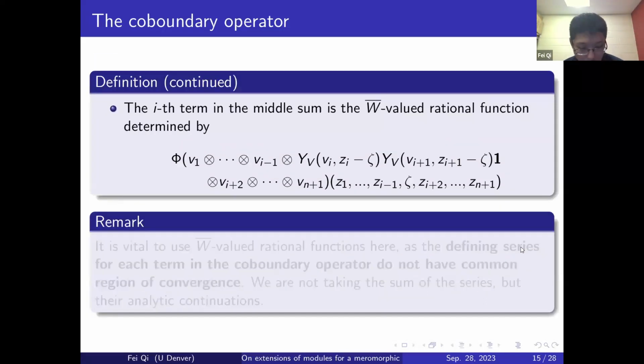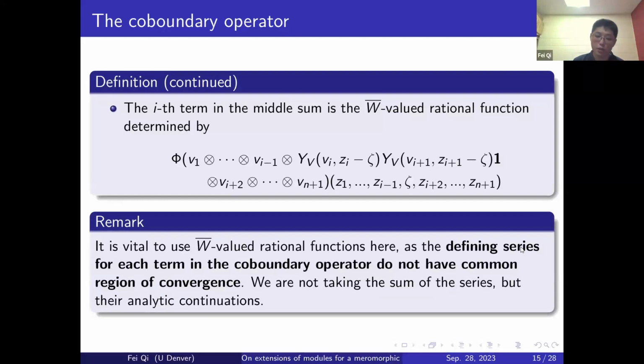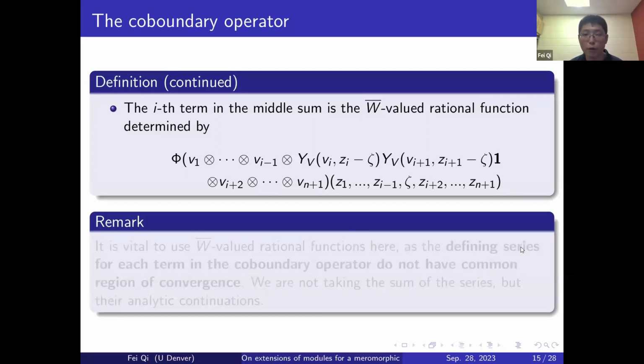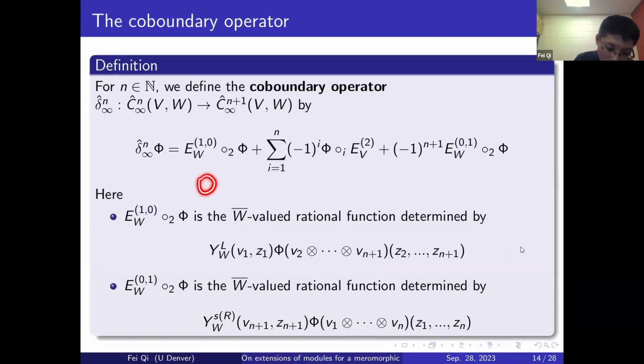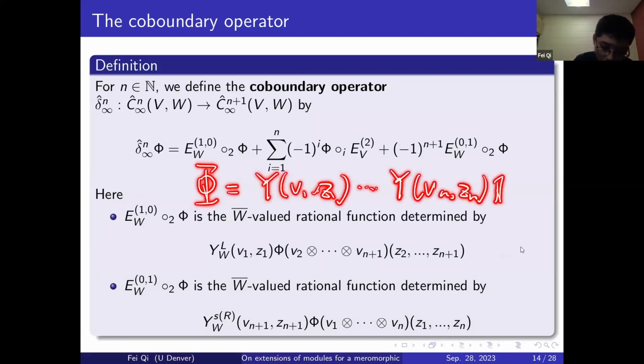Okay, but now here is a very important part. It is vital to use the W bar valued rational functions here, because the defining series for each term in the coboundary operator do not have common regions of convergence. If we scroll back to the previous page, and if you're familiar with vertex operators, you can just use the case v equals Y of v1 z1 all the way down to Y of vn zn acting on the vacuum as an example.